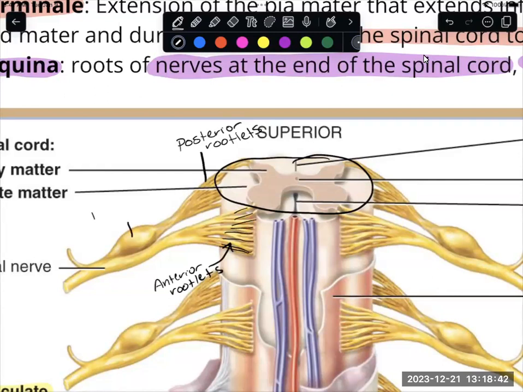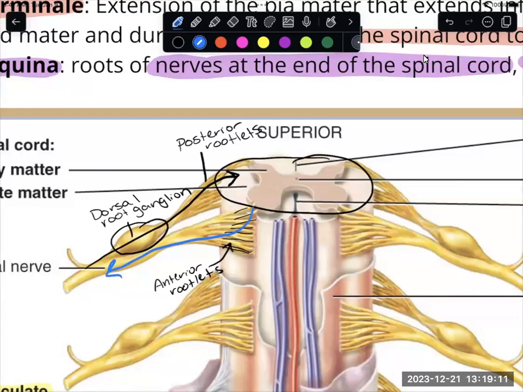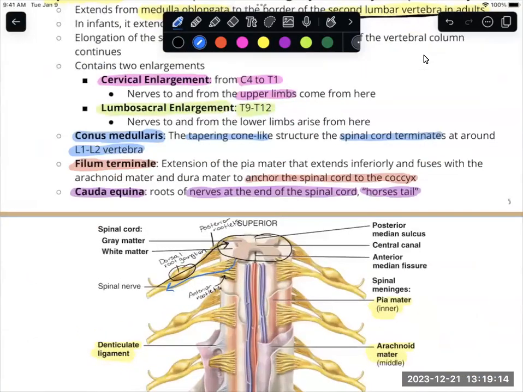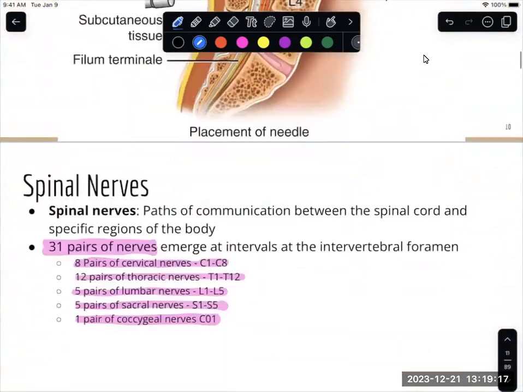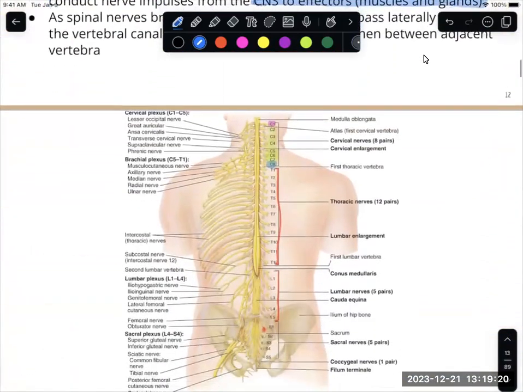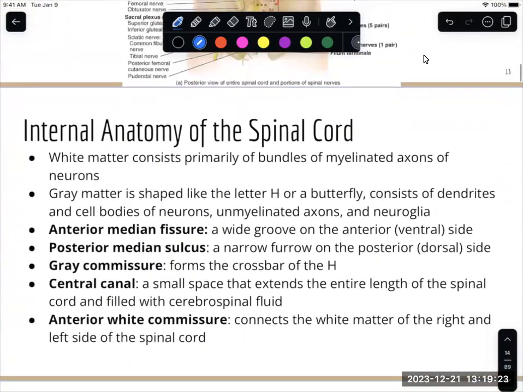Here is my dorsal root ganglion. This is where all of the cell bodies of my sensory neurons that are going into the spinal cord are going. The information coming out comes out the front. We'll go through that again as it comes up again, because it will continue to come up again. Went through that picture already.